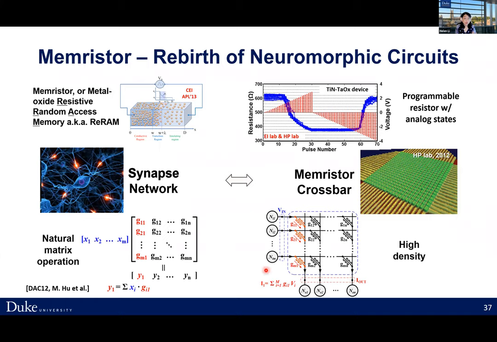If we take a group of inputs supplied from the left-hand side and collect the current at the bottom, at a very high level of abstraction, this can be taken as a weighted summation of the inputs, with the weights corresponding to the conductance levels of those memristor devices. This is in fact a natural matrix operation. Matrix operations are widely used in machine learning and deep learning, and of course are very important in neuromorphic implementation as well. Such a device offers a very natural and high density implementation of synaptic functionality, and that's why it has gained quite some attention in recent years.